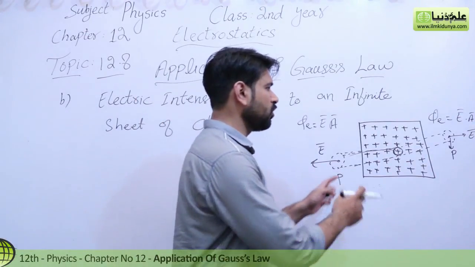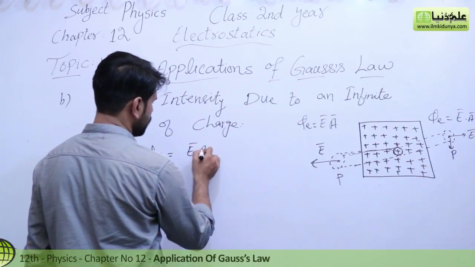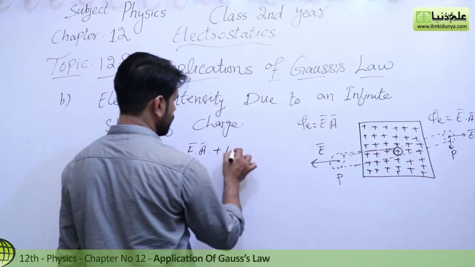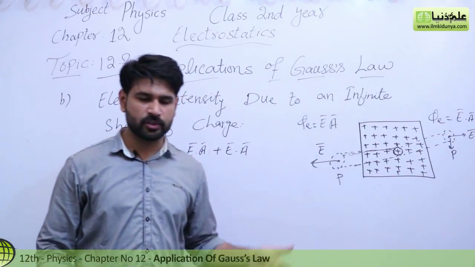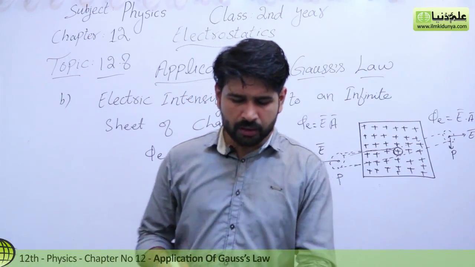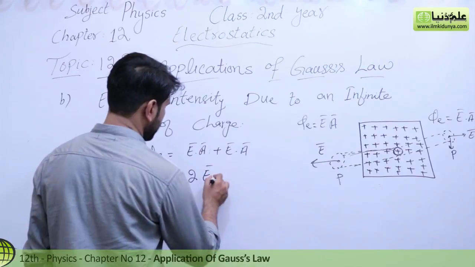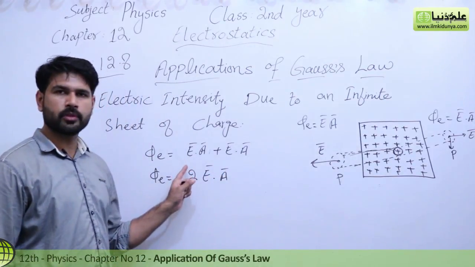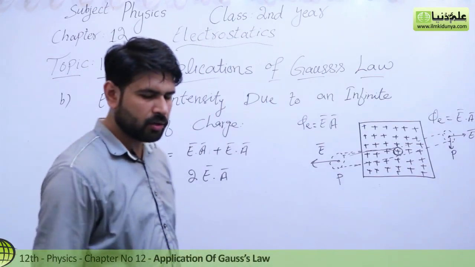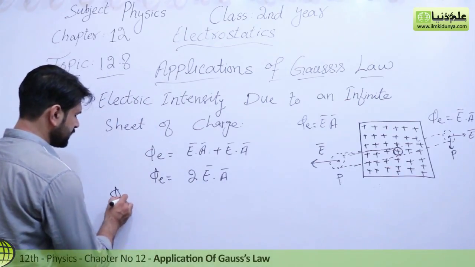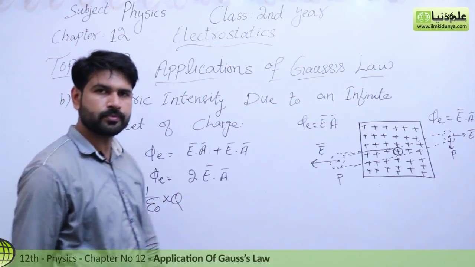Now the total electric flux on both sides should be E dot A plus E dot A. E is the electric field, A is the surface area. So the total electric flux should be 2 times E dot A. Now according to Gauss's law, the total electric flux is equal to 1 over epsilon naught multiplied by Q.